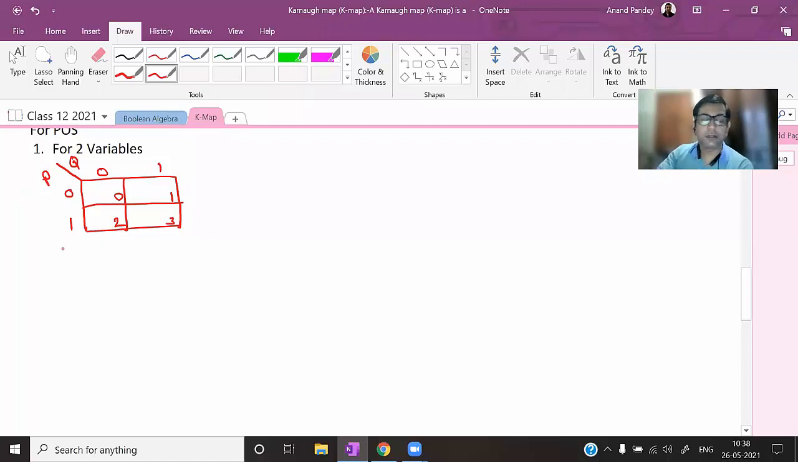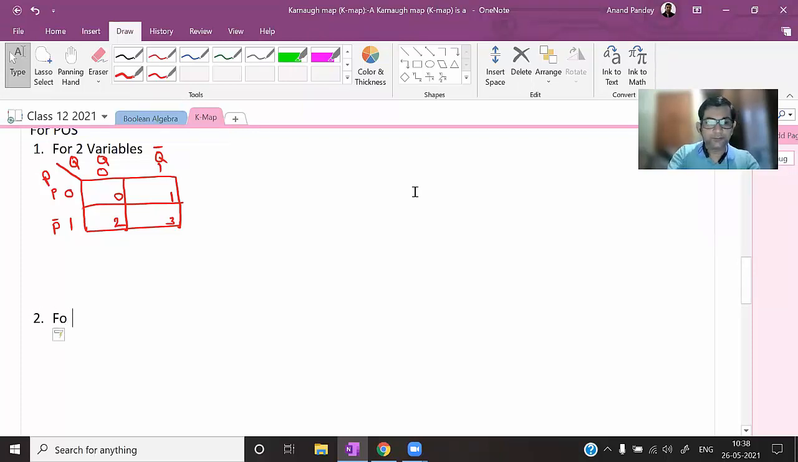Now, as you know, in case of POS, we put bar for 1. This is the first difference. So here you write P and P bar, here Q and Q bar. In case of POS, we put bar for 1. This is the difference. बाकी चीजें similar है.